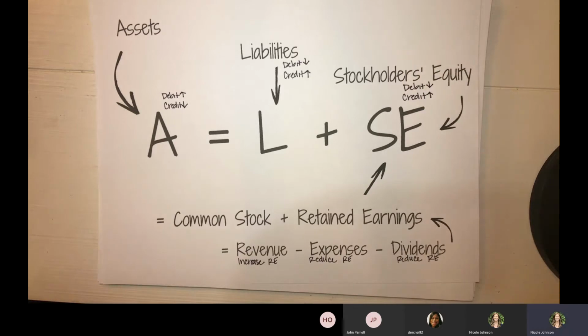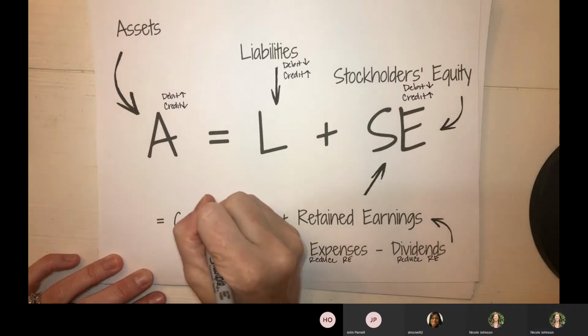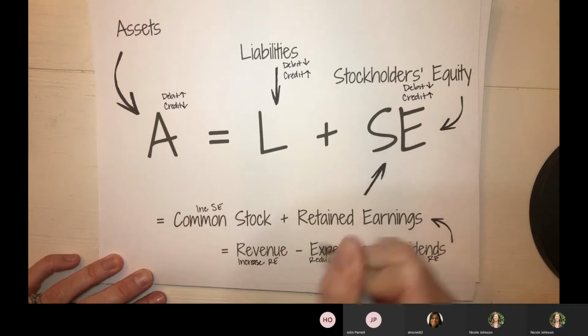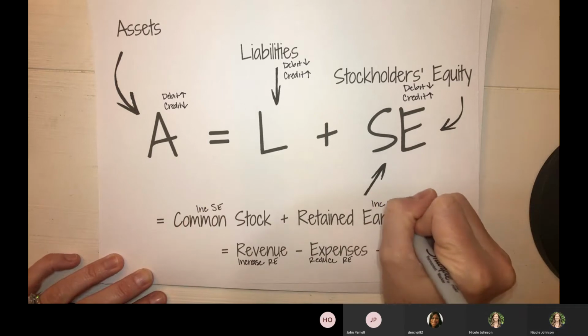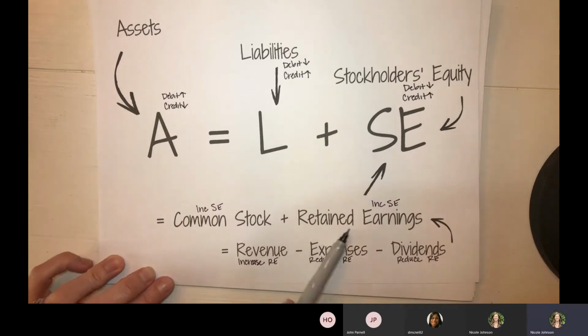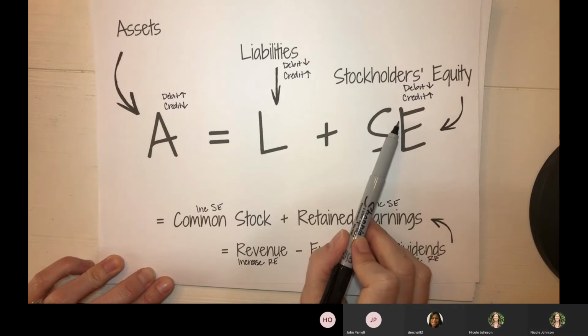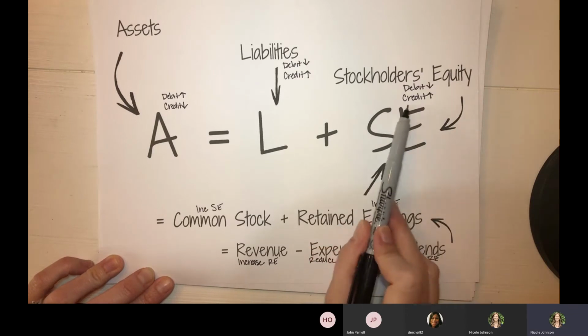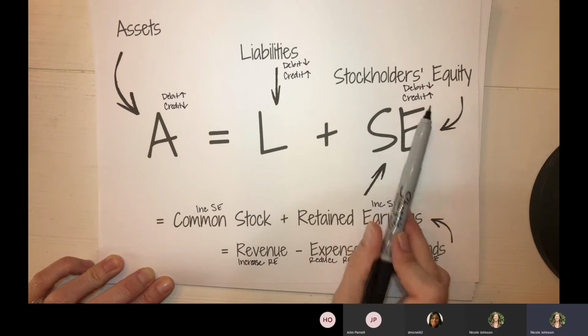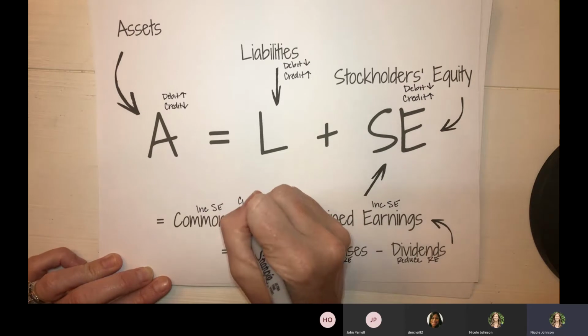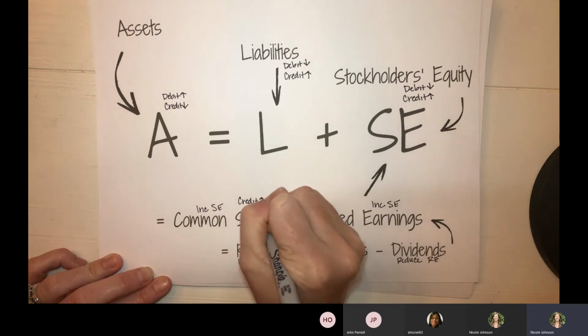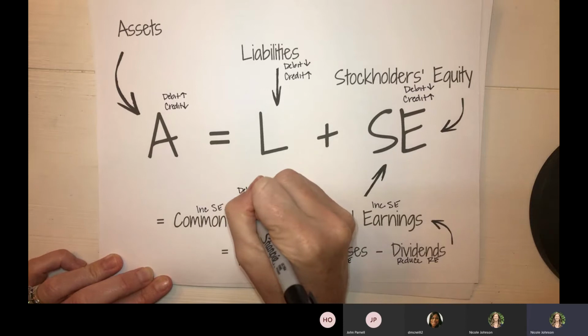Now, both common stock and retained earnings increase stockholders' equity. Okay, so their impact on stockholders' equity is to make it increase. An increase in stockholders' equity is a credit. So both of these increase with a credit and decrease with a debit.